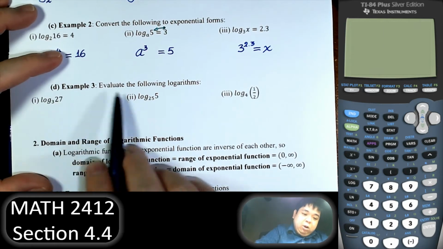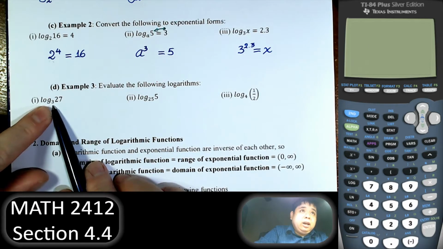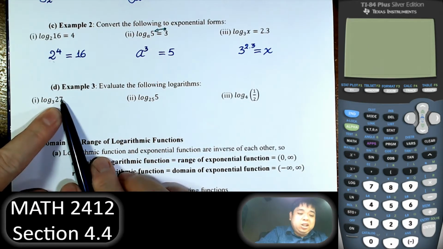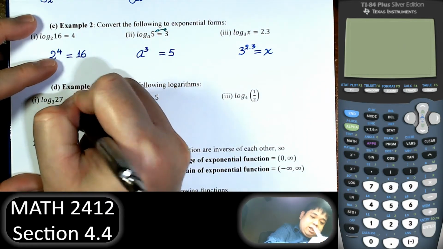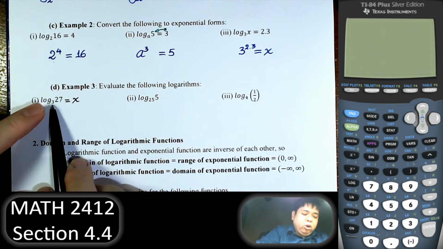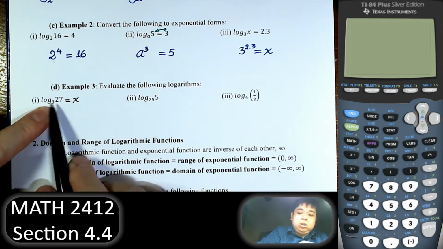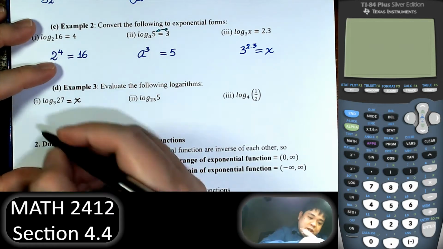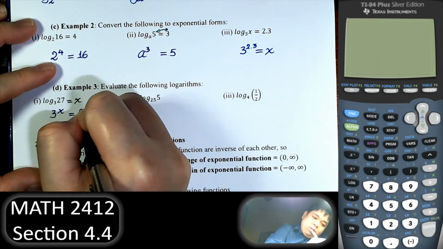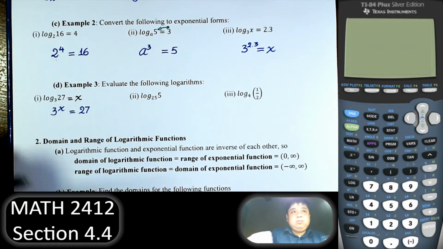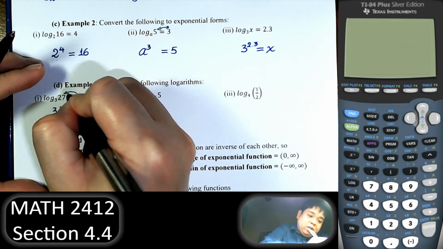Right. Now evaluate the following logarithms. Log base 3 of 27. What's that equal to? Whatever it is equal to, the question will be similar to: 3 to what power is equal to 27? So we try to answer that question. We say 3 to what power is equal to 27. That's the same thing as keeping the base 3 and swapping the 27 and x.